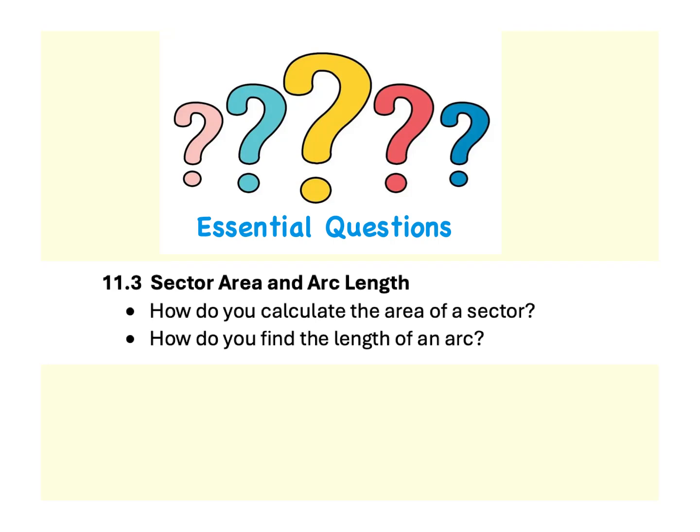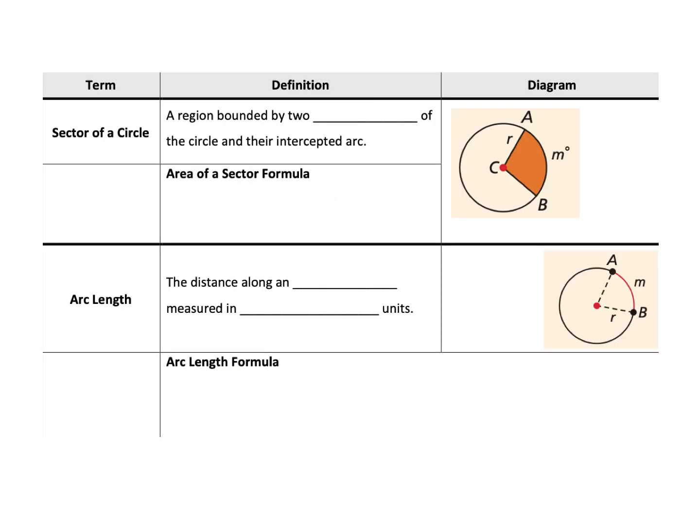In this video, we're going to be looking at lesson 11.3 on sector area and arc length. This lesson has two parts. For the first part, we'll answer the essential question, how do you calculate the area of a sector? And for our second part, we'll talk about how to find the length of an arc. There are formulas to calculate both of these things.